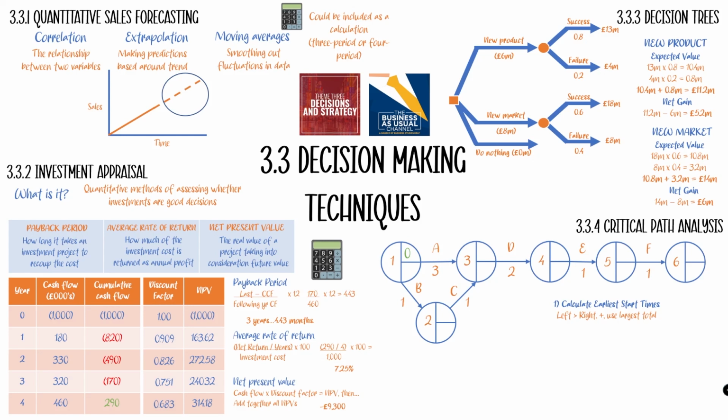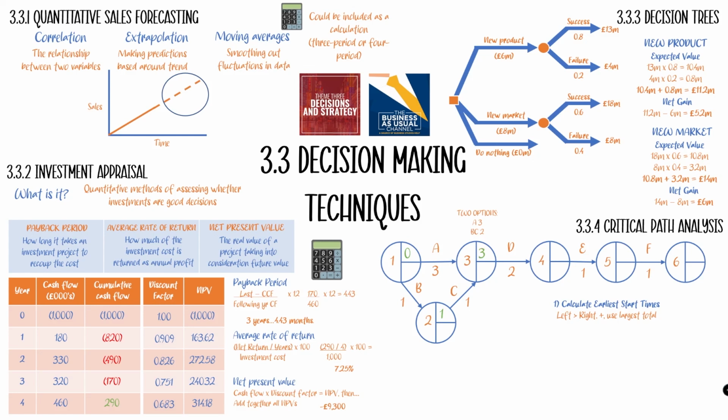So we're going to do left to right, we're going to add. So that is going to be 1. And then here's where we've got the two options. So we've got two pathways to get into node 3. We've got A, which takes 3 weeks, and we've got B and C, which combined take 2 weeks. So 1 plus 1 is 2. We're going to use the largest total. So we're going to put 3 in there.